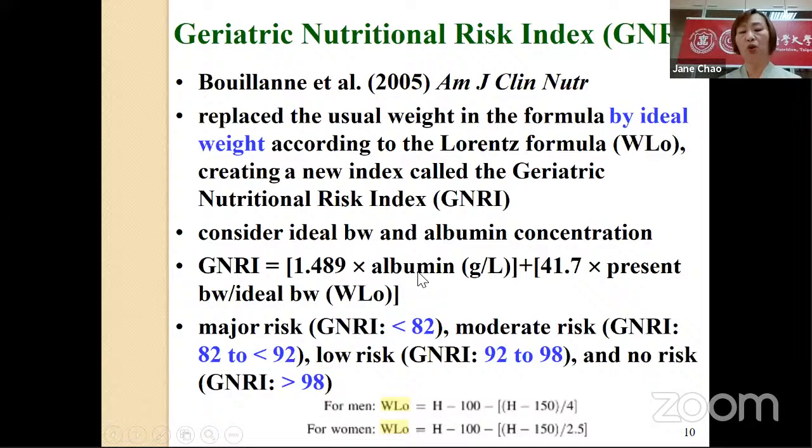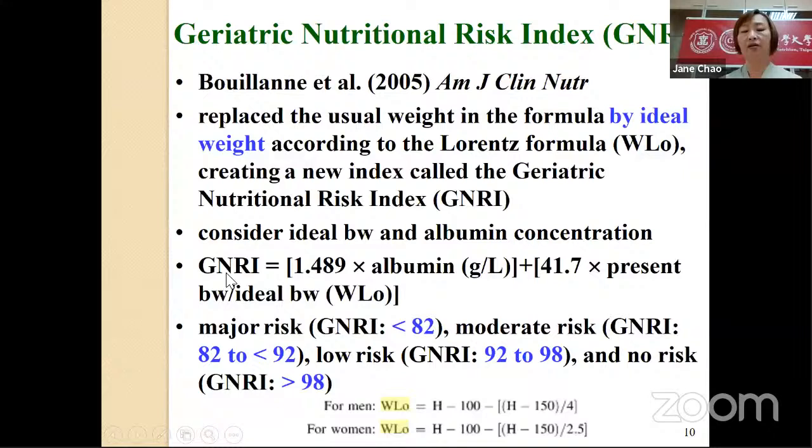It's very difficult to calculate GNRI if you don't have the albumin concentration. That's a little bit difficult for the elderly if they don't have this albumin biochemical data. Usually, if you want a GNRI score, you at least need your albumin data, so you have to visit the hospital to get it. That is hard for the elderly if they have limitations in mobility. However, if you have the albumin concentration and know your present body weight, you can calculate your ideal body weight and then your GNRI score.